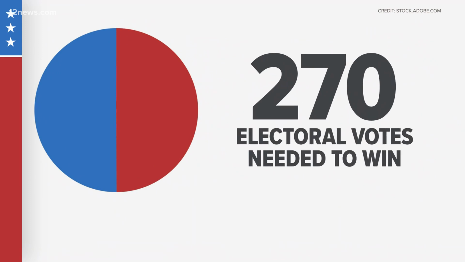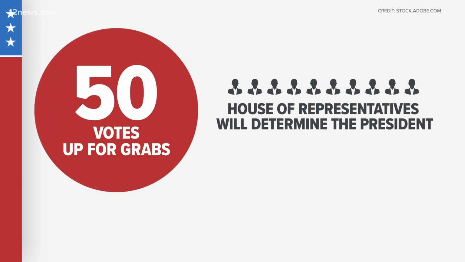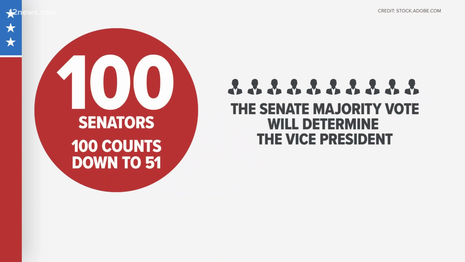If neither candidate gets to 270, the House of Representatives will determine the president. But each state delegation, regardless of the number of electors, must vote as one, so there are only 50 votes up for grabs. The Senate will determine the vice president with a simple majority vote of all 100 senators.